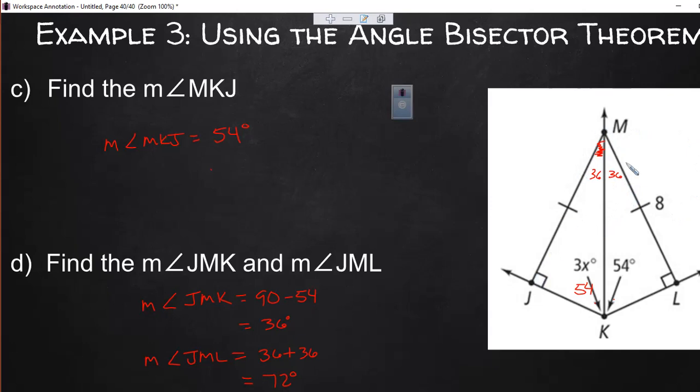So what is the measure of JML? Well, it's the sum of the entire angle from here to here. So that's going to be 36 plus 36, which is 72. All right, so this concludes our lesson on perpendicular and angle bisectors.